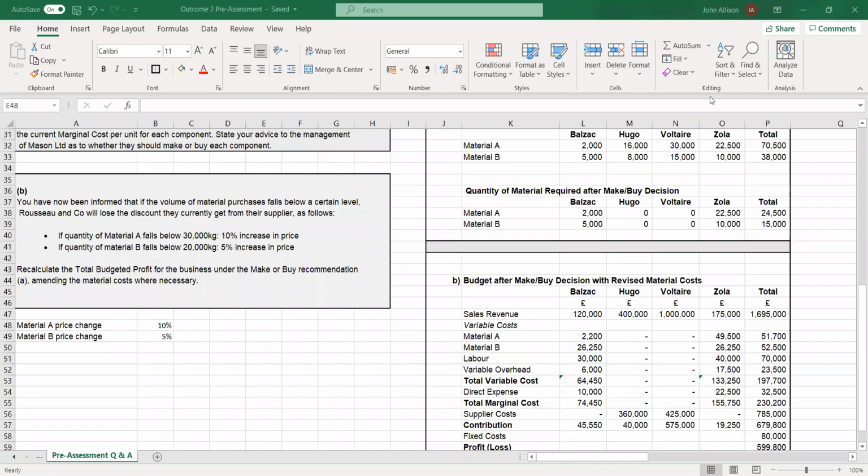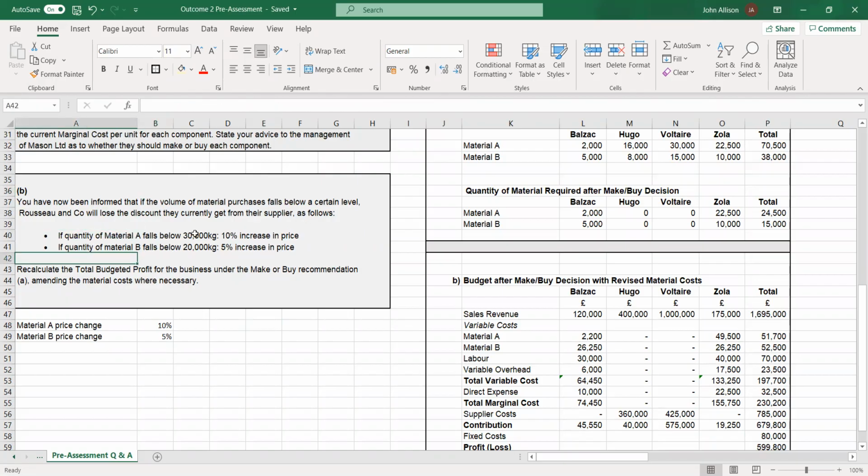Okay, so we'll now move on and we'll look at part B of PFF Outcome 2. We'll see the question here is that we've been informed that if the volume of material purchases fall below a certain level, Rousseau and Co. will lose the discount they currently receive from suppliers as follows.